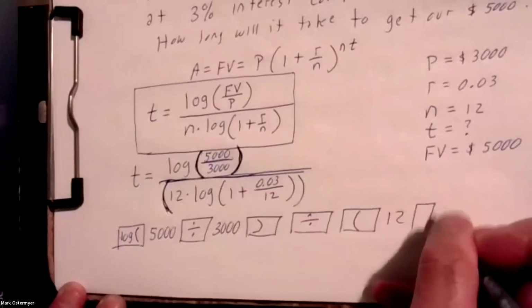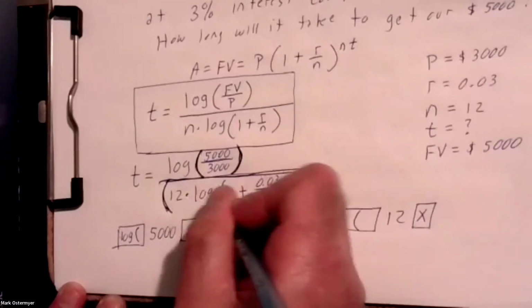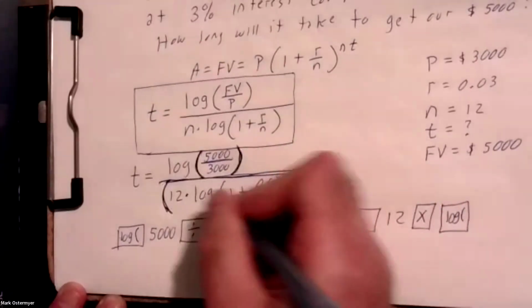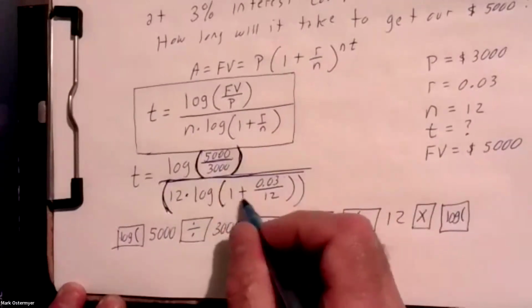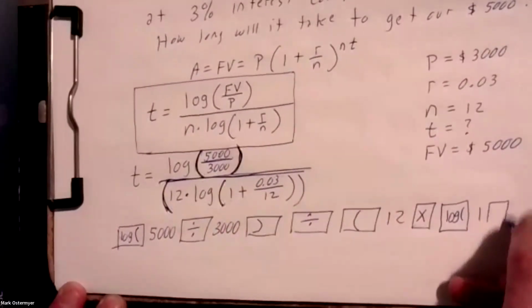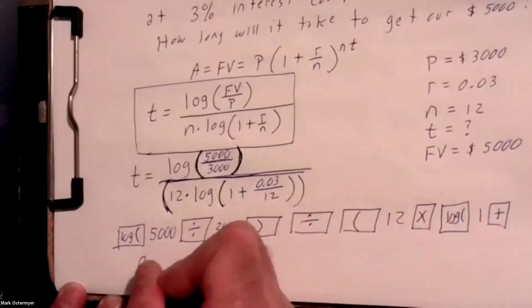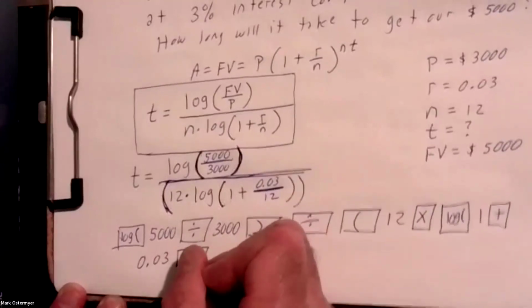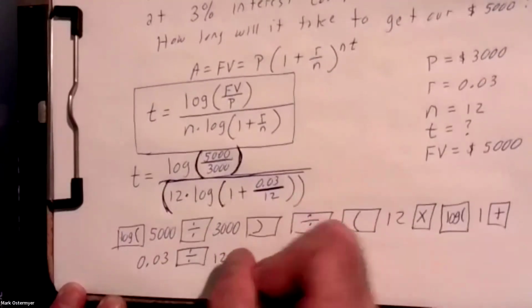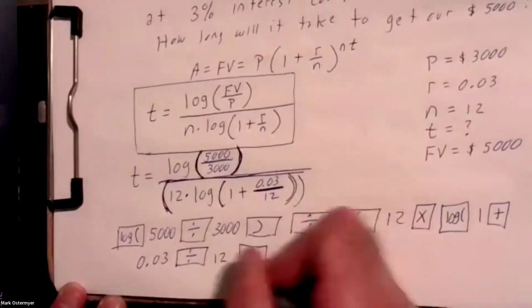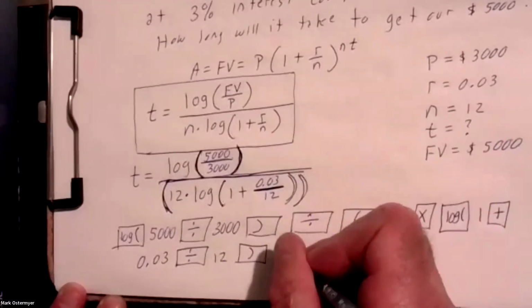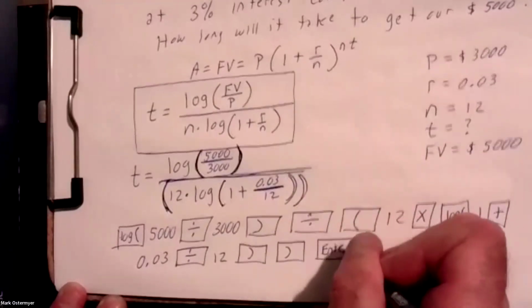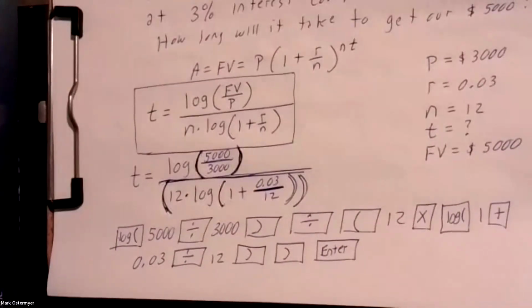12 times, understood it's times, log. Hit your log button again. It automatically gives you an open parenthesis. 1 plus 0.03 divided by 12, closed parenthesis, enter. You will be looking at your answer. Okay, there you go. That's how you type that in, literally.